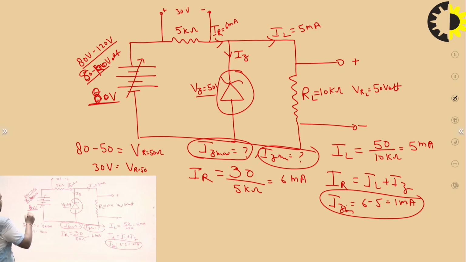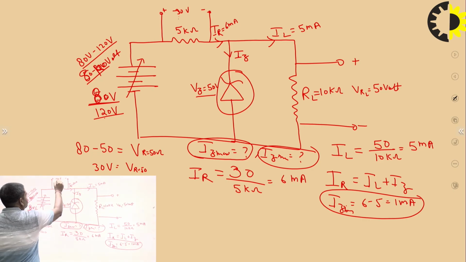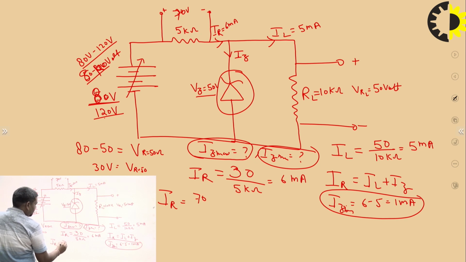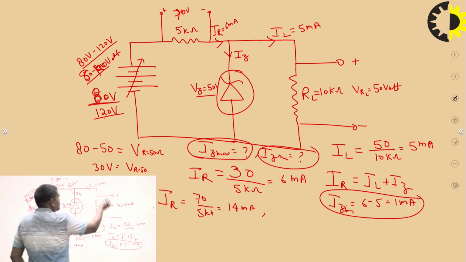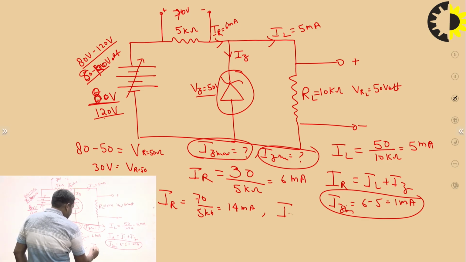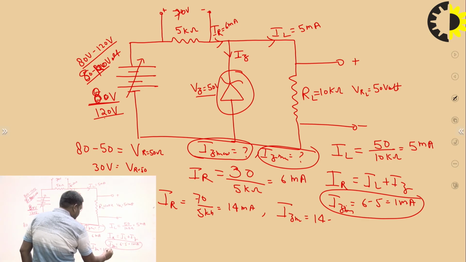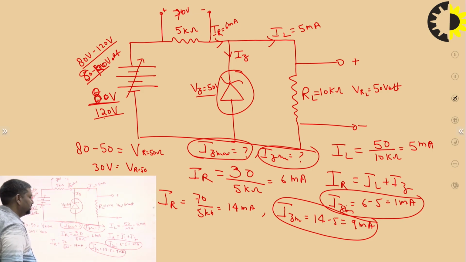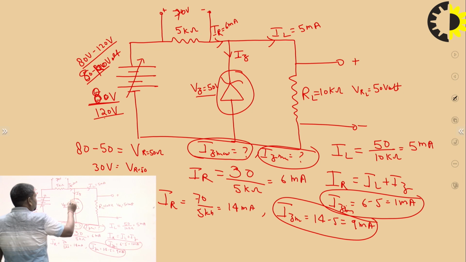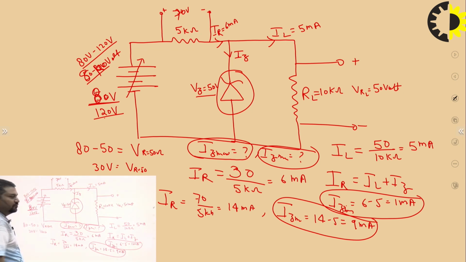And what is the Iz max? We have to take 120 volt. So 120 volt is applied here. What is the current? 120 minus 50 is 70 volt. So the current in resistance R is 70 upon 5 kilo ohm, that means 14 milliampere. The load current is fixed at 5 milliampere. So Iz max is equal to 14 minus 5, 9 milliampere. So we get the Zener current specification of 9 milliampere and 1 milliampere if the voltage is varied from 80 to 120 volt. Thank you.